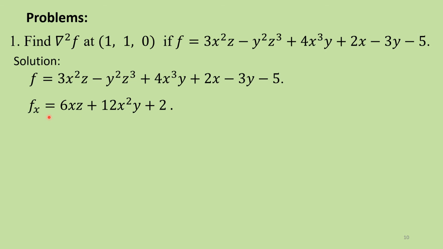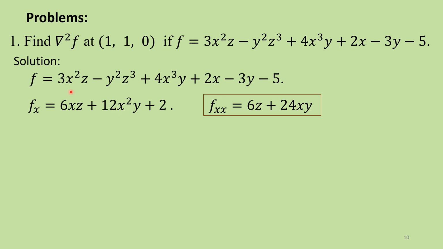The first order partial derivative fx, dou f by dou x, that is 6xz, independent of x so it is 0, plus 12x square y plus 2. So we have dou f by dou x is 6xz plus 12x square y plus 2. Now if I differentiate this with respect to x again, that gives dou square f by dou x square, or symbolically fxx, that is 6z plus 24xy.